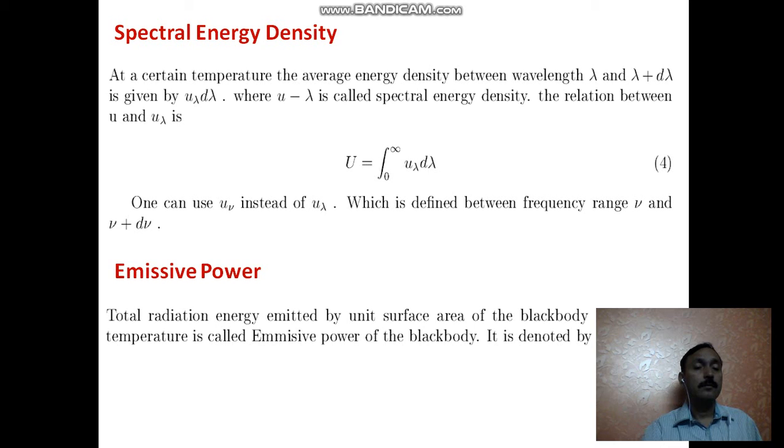Emissive power. Total radiation energy emitted by unit surface area of the black body at a certain temperature is called emissive power of the black body. It is denoted by E. It will be used frequently for different derivation purposes. Here we will discuss later on.